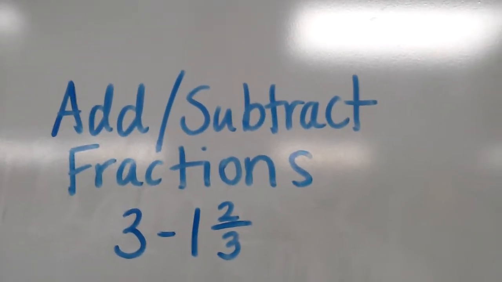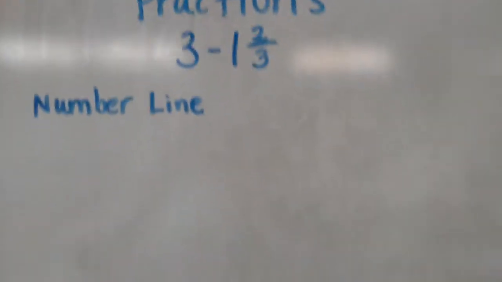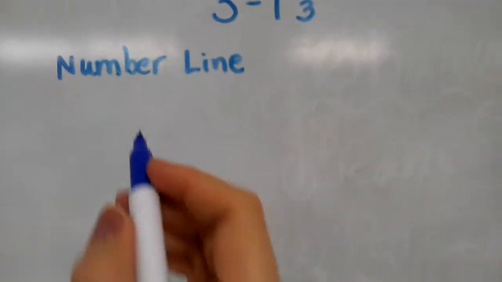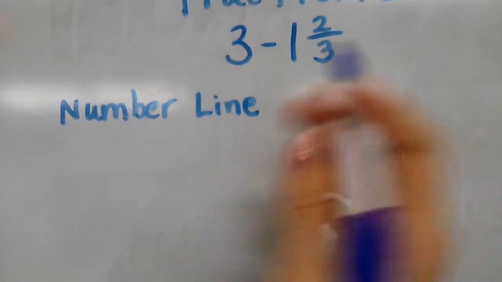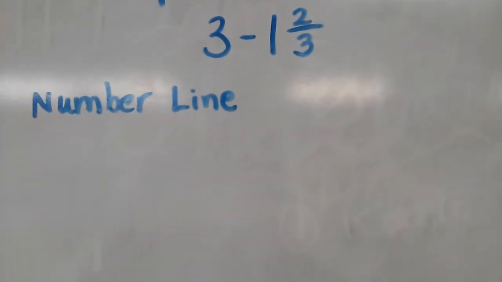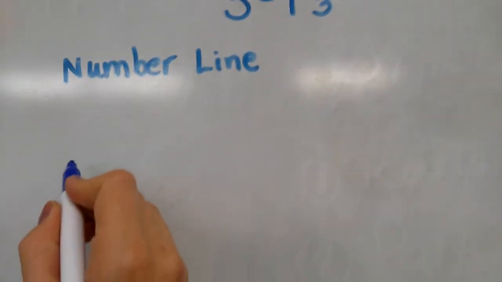Today we looked at adding and subtracting fractions using multiple strategies. So the first one we looked at was using a number line to add and subtract fractions. And we talked about how when you look at this fraction, you need to understand what you're actually trying to find out. And we're trying to find out the difference between 3 and 1 2/3.